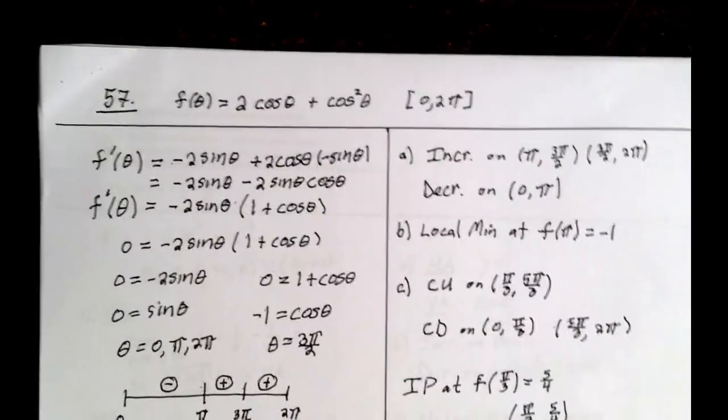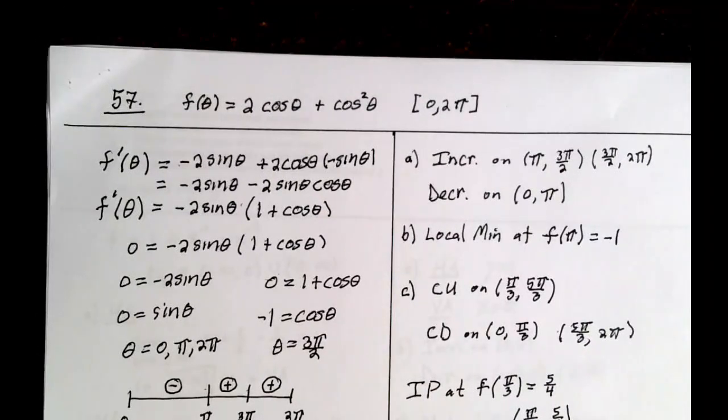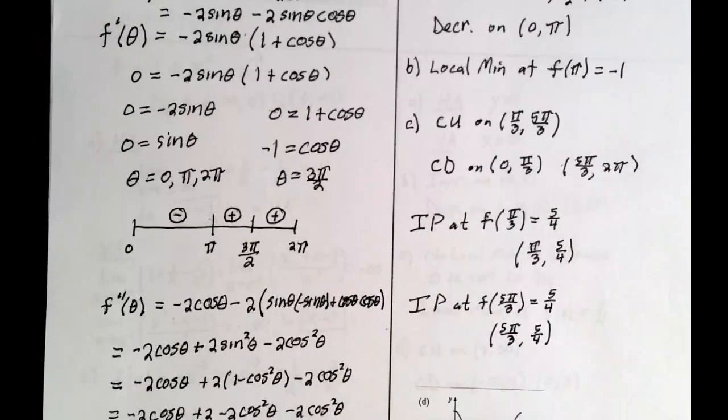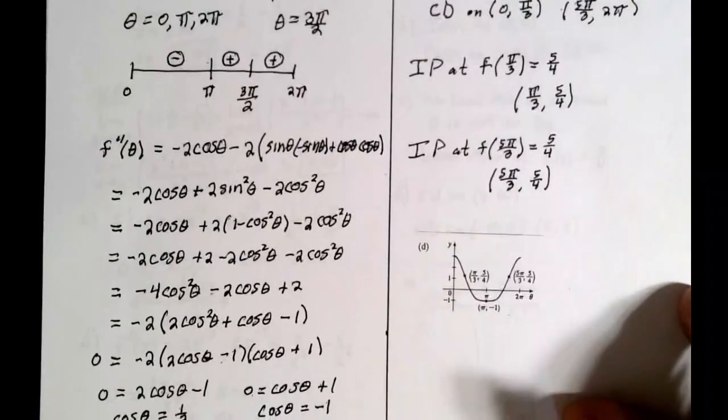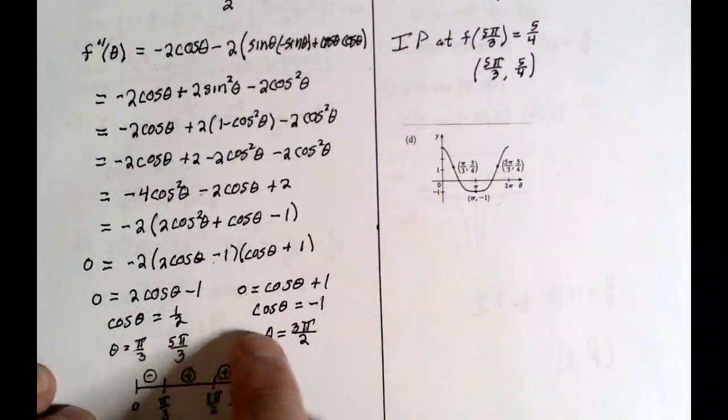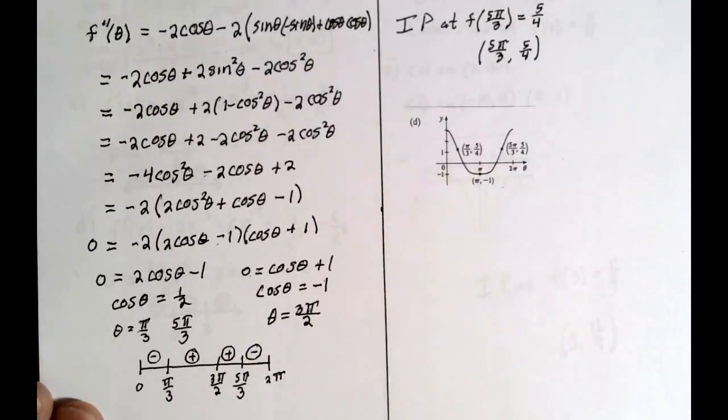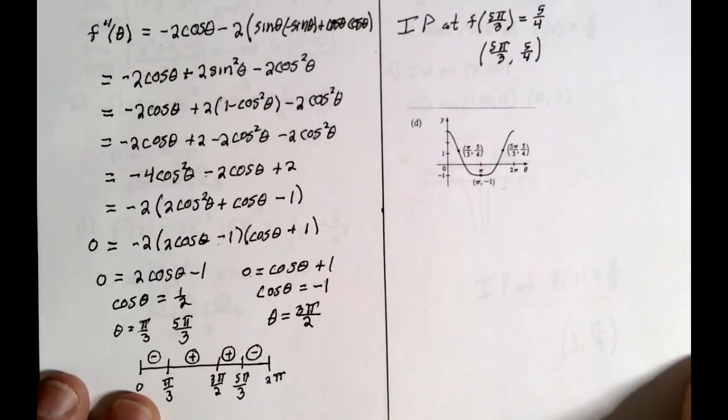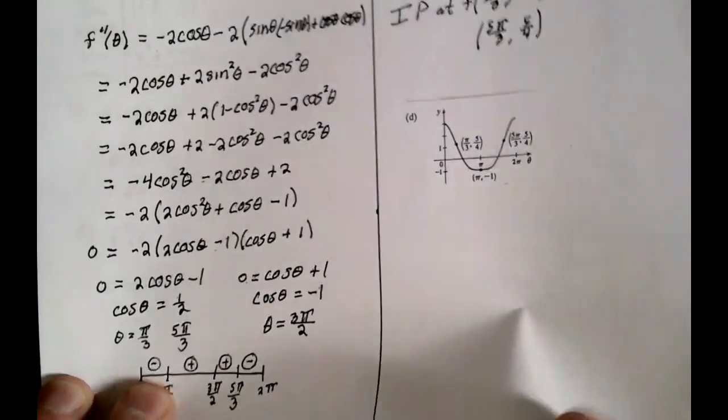57, first derivative, set it equal to 0, divide up your number line. You get your increasing and decreasing. Second derivative, simplify it as much as you can, factor it, and you get your inflection points as well as concavity.